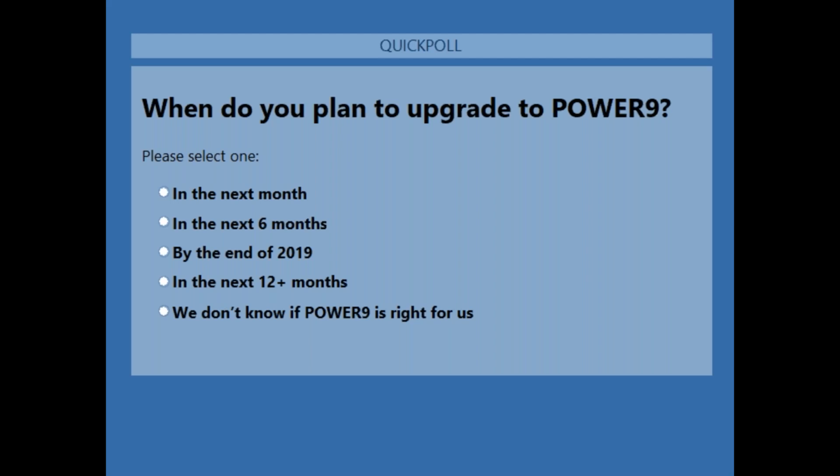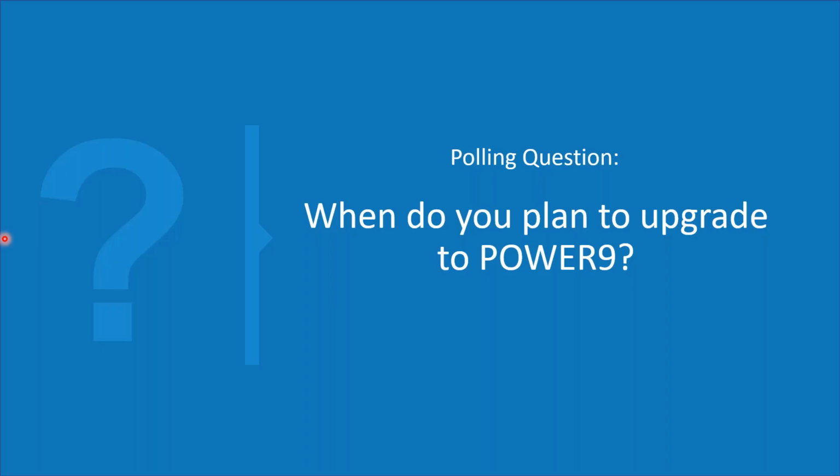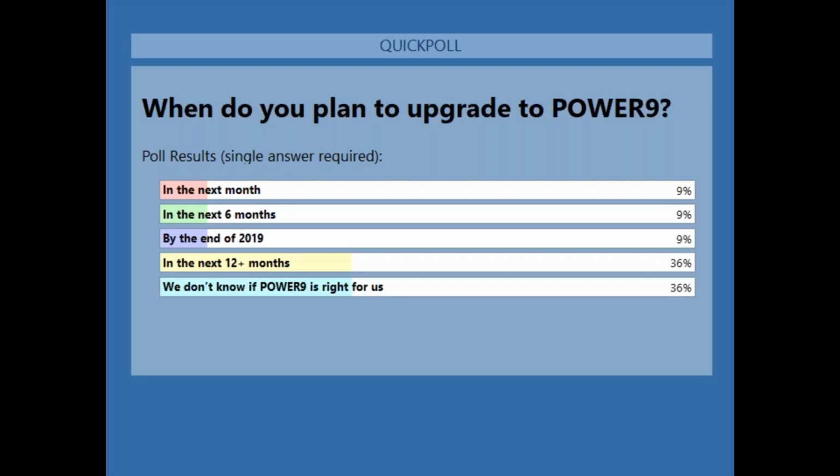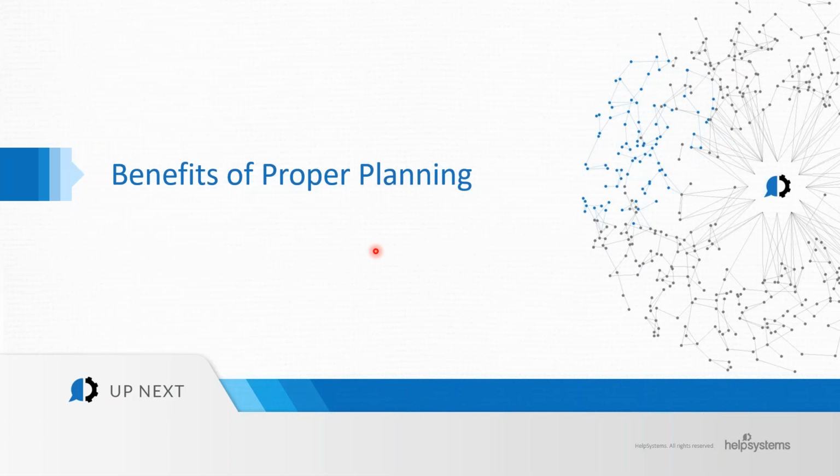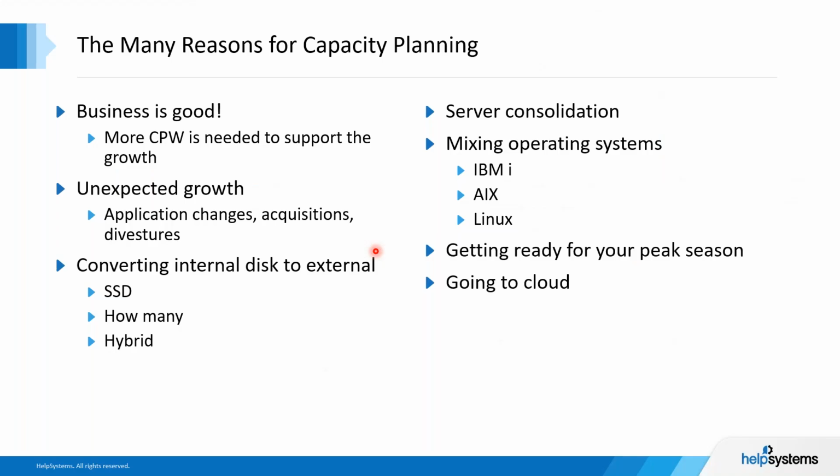Looks pretty good. I'm going to close it out already here. Looks like we have nearly 10% of you in the next month, 10% in the next 6 months, 10% by the end of the year, 36% in the next 12 months, and then another 36% that don't know whether or not Power 9 is right for you. All right, let's share those results. Hopefully I talked through them rather quickly, but those are the results from our poll. And let's move on to the next part of our presentation and talk about the benefits of proper planning.